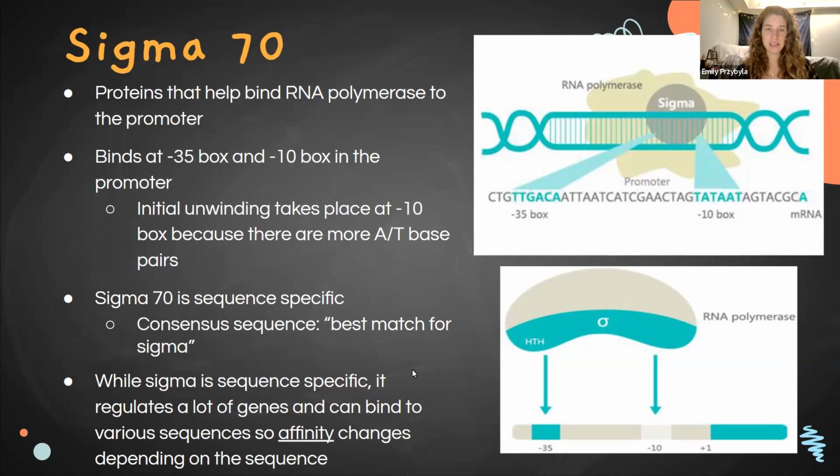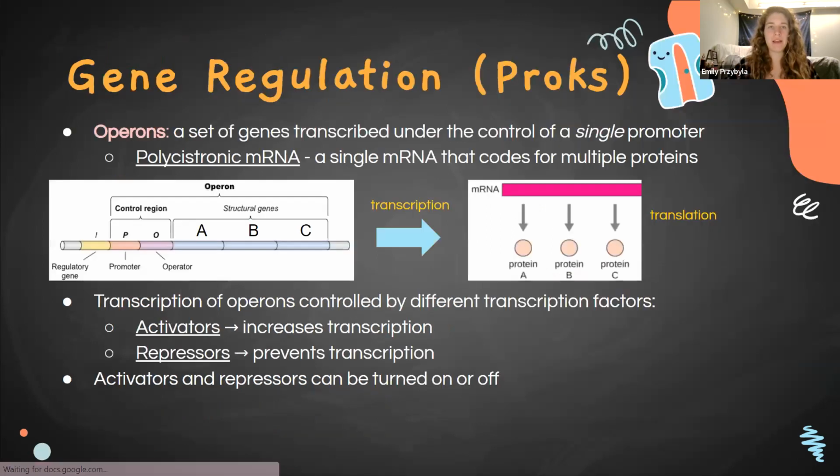So it binds a lot of genes, but affinity can change. And this is going to become really important when we're talking about the trp operon and certain other things. So we'll get more into that and some more specific examples.